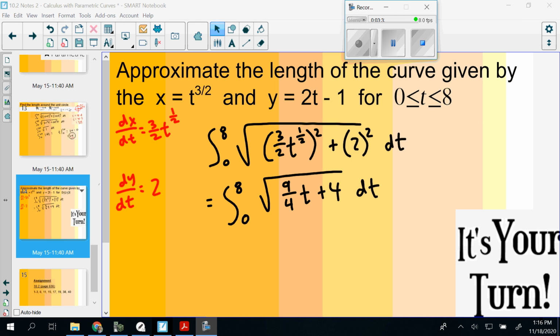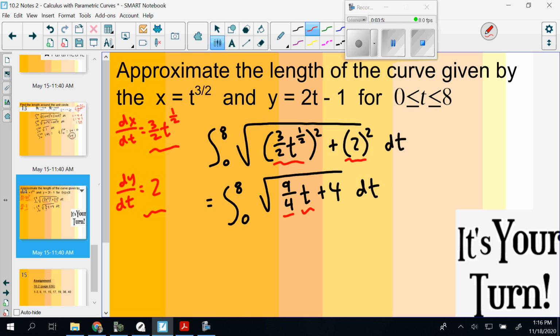All right, let's see how you did on this one. So you got our two derivatives here of dx dt and dy dt. Just using simple power rule here. Put those in. We got square root of dx dt squared plus dy dt squared. I did simplify a little bit here, so 3/2 squared is 9/4. T to the 1/2 squared is going to be just t, and 2 squared, of course, is 4. At this point, I think this is one you could probably keep going and get an exact answer if you did a substitution on this one.